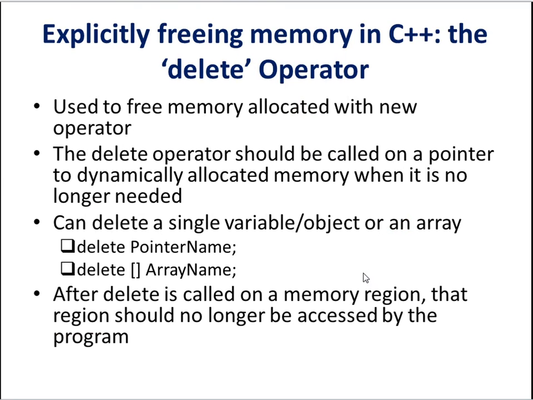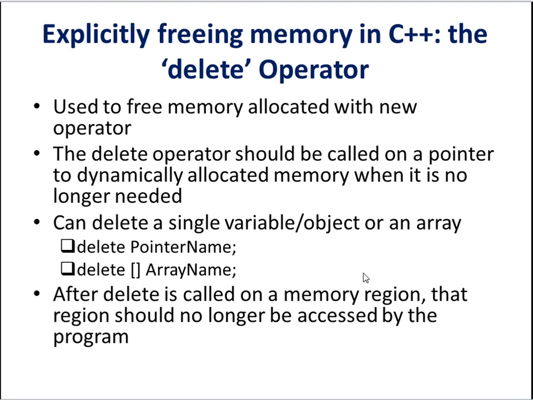Then, explicitly freeing the memory in C++: the delete operator is used to free memory allocated with the new operator. Whatever memory is allocated by the new operator, we free using delete. The delete operator should be called on a pointer to dynamically allocated memory; it only deletes dynamically allocated memory, not statically allocated memory. When the dynamic memory is no longer needed in a program, then we can delete or free that memory.